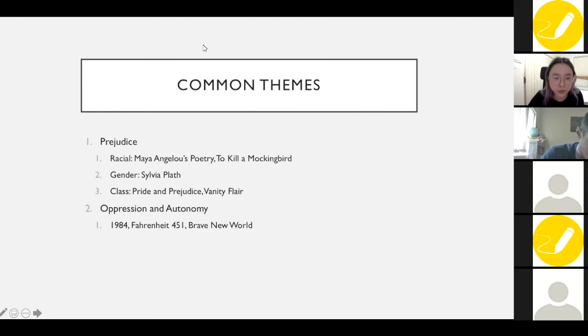So number 4, looking at prejudice. I've broken prejudice up into 3 different forms, but obviously there's more than just those 3. Racial prejudice: you're looking at Maya Angelou's poetry, at texts like To Kill a Mockingbird. We're looking at these ideas that societal norms, prejudice stems from what? What does that lead to?